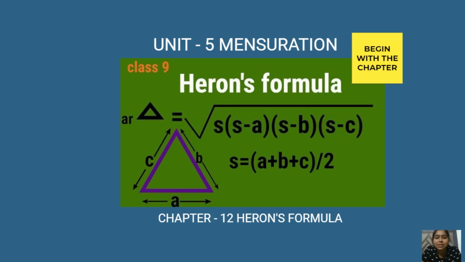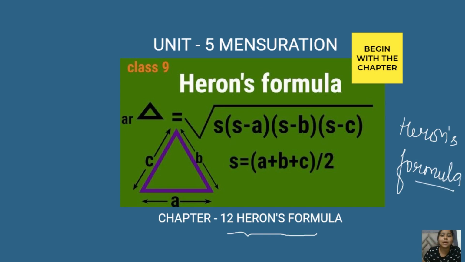Okay, so let's start with our next unit, that is unit number 5, mensuration. Let's begin with the first chapter, that is Heron's Formula. Basically this is a very small and the easiest chapter of mathematics, that is Heron's Formula. I know you people don't know what this Heron's Formula is, and this term will be something new for you.